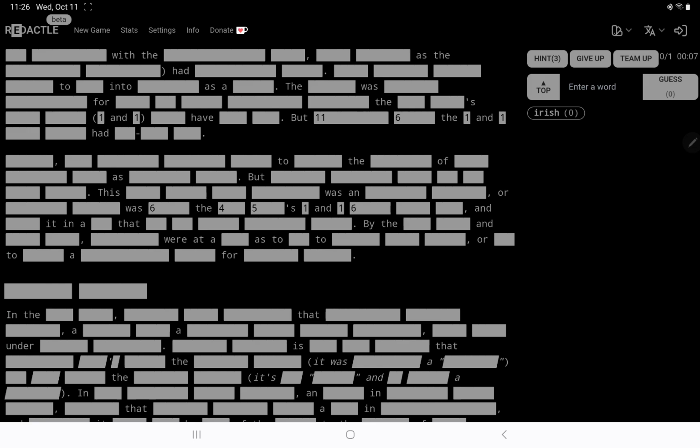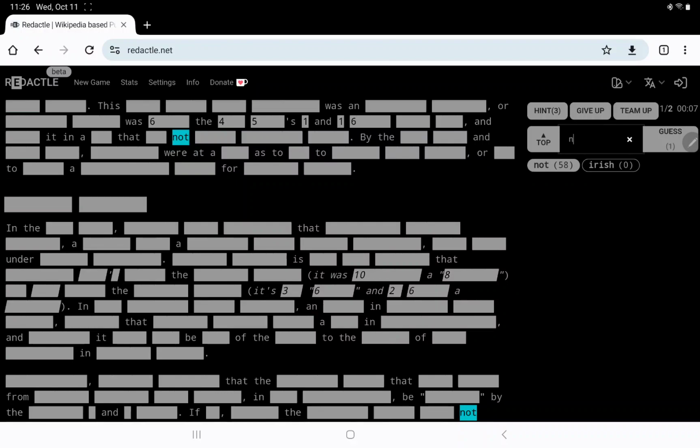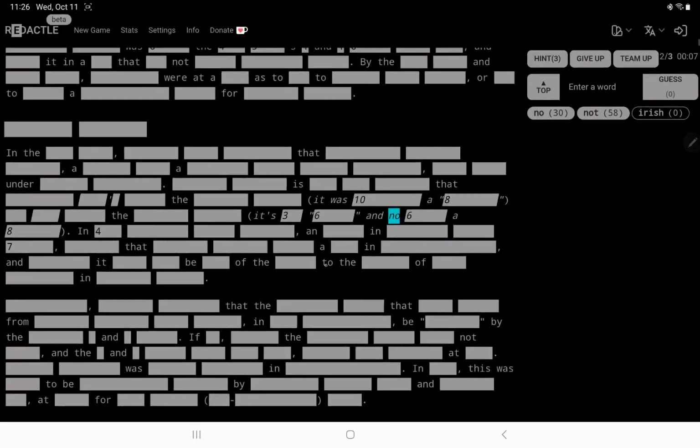So is it some common abbreviation? It's not. No, and no. And no something a 8. It was considered. Fours. That 10, 4. Now, apostrophe S is not redacted.